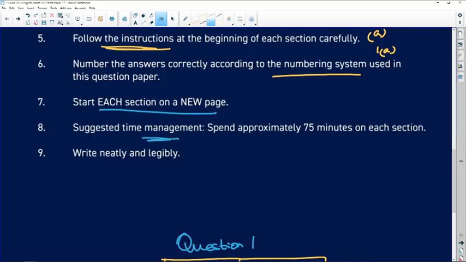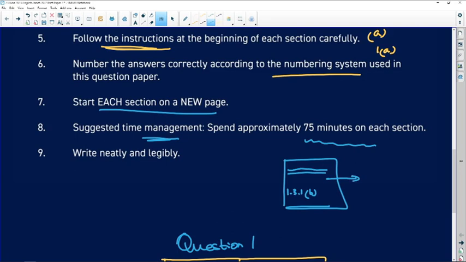Watch your time management. It suggests 75 minutes. And write neatly and legibly. So leave lines open between answers. You've written here, you want to write the next one, 1.3.1b. Leave a nice line open so the markers don't battle to read what you have to say.